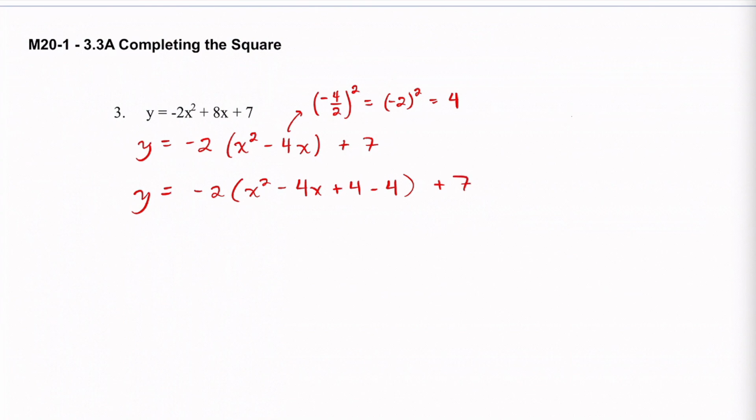Okay, and then distribute from the front term all the way to the negative 4, not the positive 4. Positive 4 stays inside. So I'm left with x squared minus 4x plus 4, and then that distribution here, we're going to get positive 8 outside.